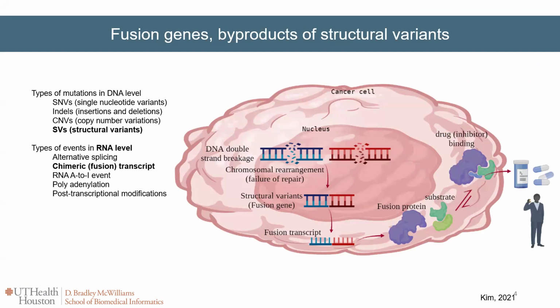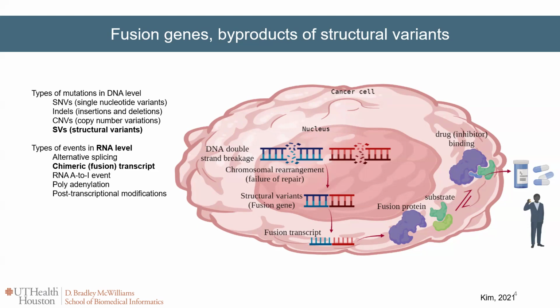So let me introduce the fusion gene. As many of you know, in human cancer there are many different types of mutation, but we classify them based on size. The shortest one is the point mutation, which we call single nucleotide variants. Sometimes we see indels of diverse lengths, and we often see copy number variation. And the largest size we call structural variants.